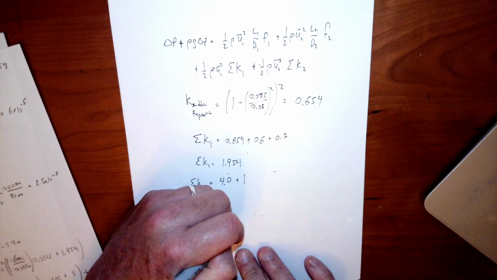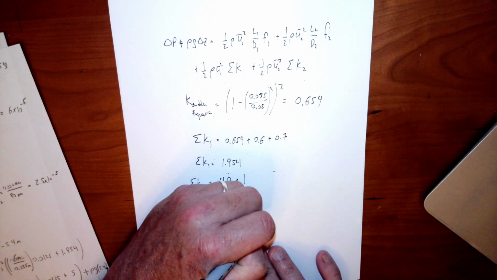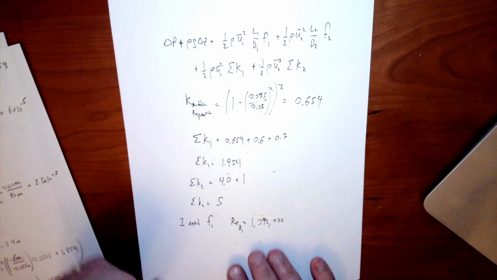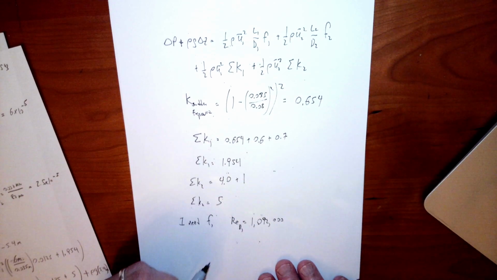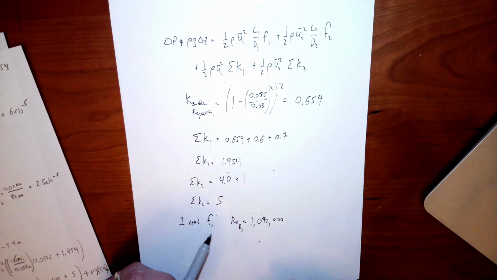So I need Re_D1, and Re_D1 we said was about $1 million. It's 1,092,000. But I'm going to be looking on the Moody diagram, so I'm not going to be worrying about that 92,000 on that chart. It's going to be very hard to see anything that accurately. So I'm going to be using $1 million there.